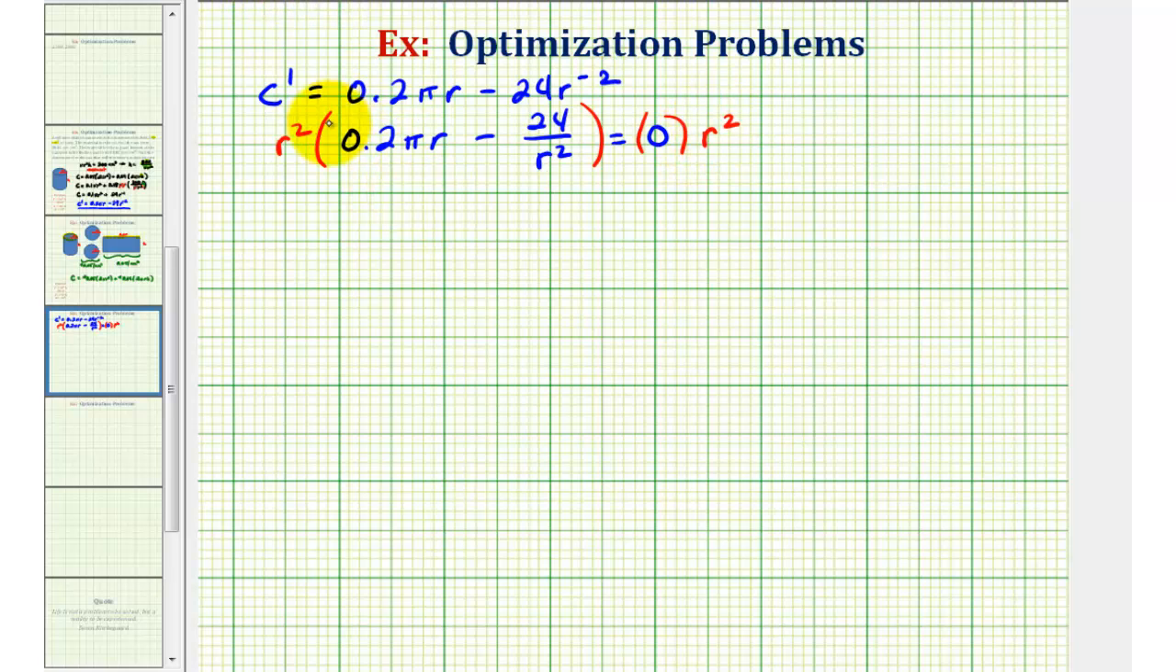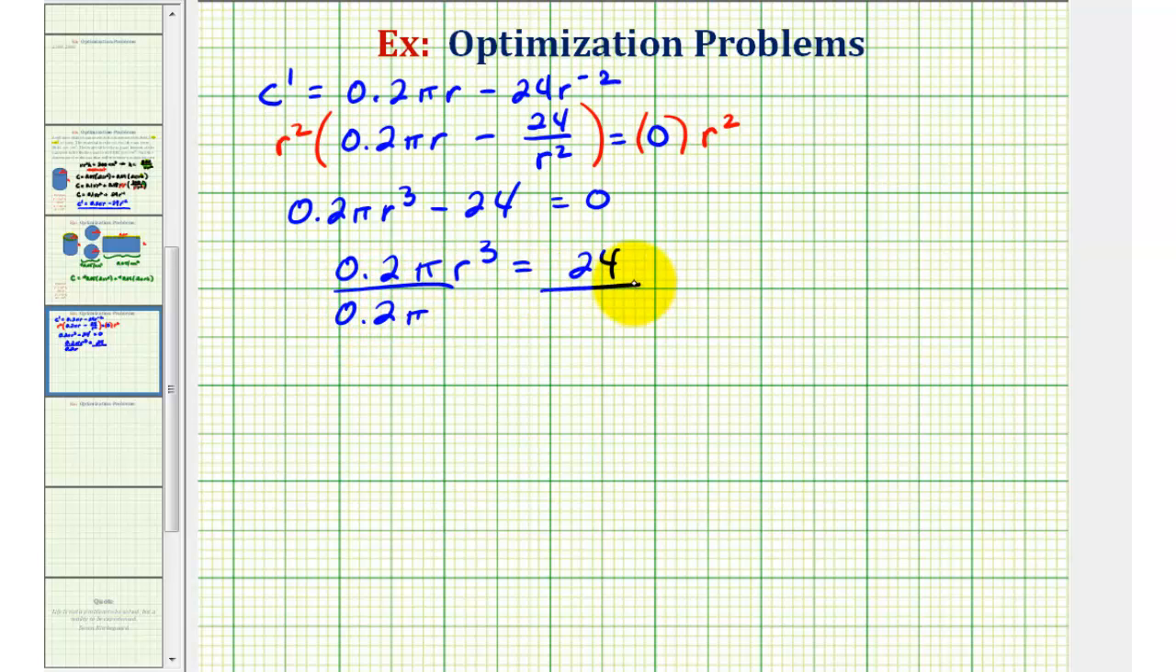So on the left side, we're going to have 0.2 pi r cubed. Notice how the r squareds will simplify out, so we'll have minus 24 equals 0. We'll solve this for r cubed, so we'll add 24 to both sides. We'll divide by 0.2 pi. So we have r cubed equals 24 divided by 0.2 pi. Now to solve for r, we'll take the cube root of both sides of the equation.